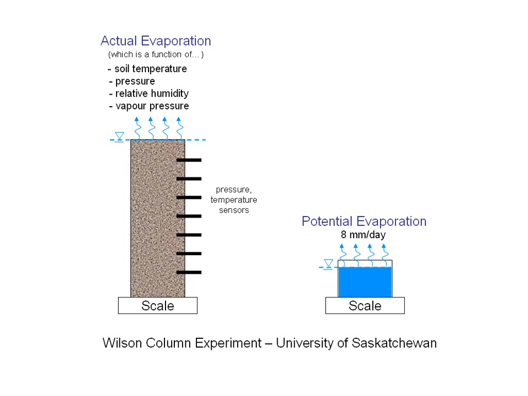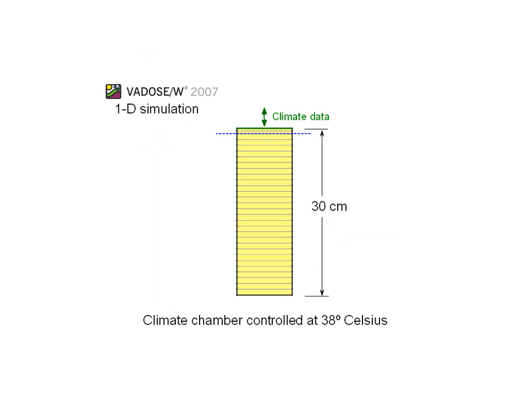The numerical model is quite simple and consists of a one-dimensional column with a total height of 30 centimeters. The top of the column uses a special type of region called a surface region. Climate boundary conditions can only be applied to surface regions, so all VADOSE models must use this type of region across the ground surface.